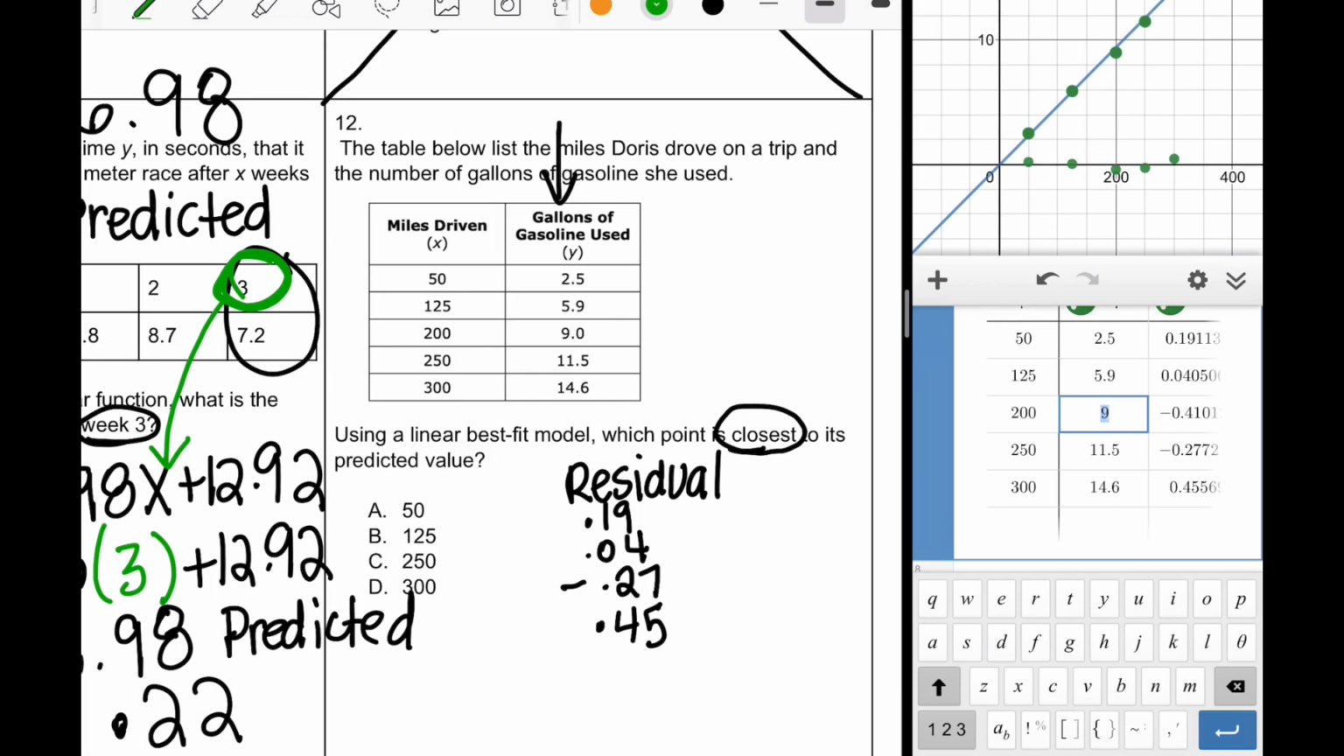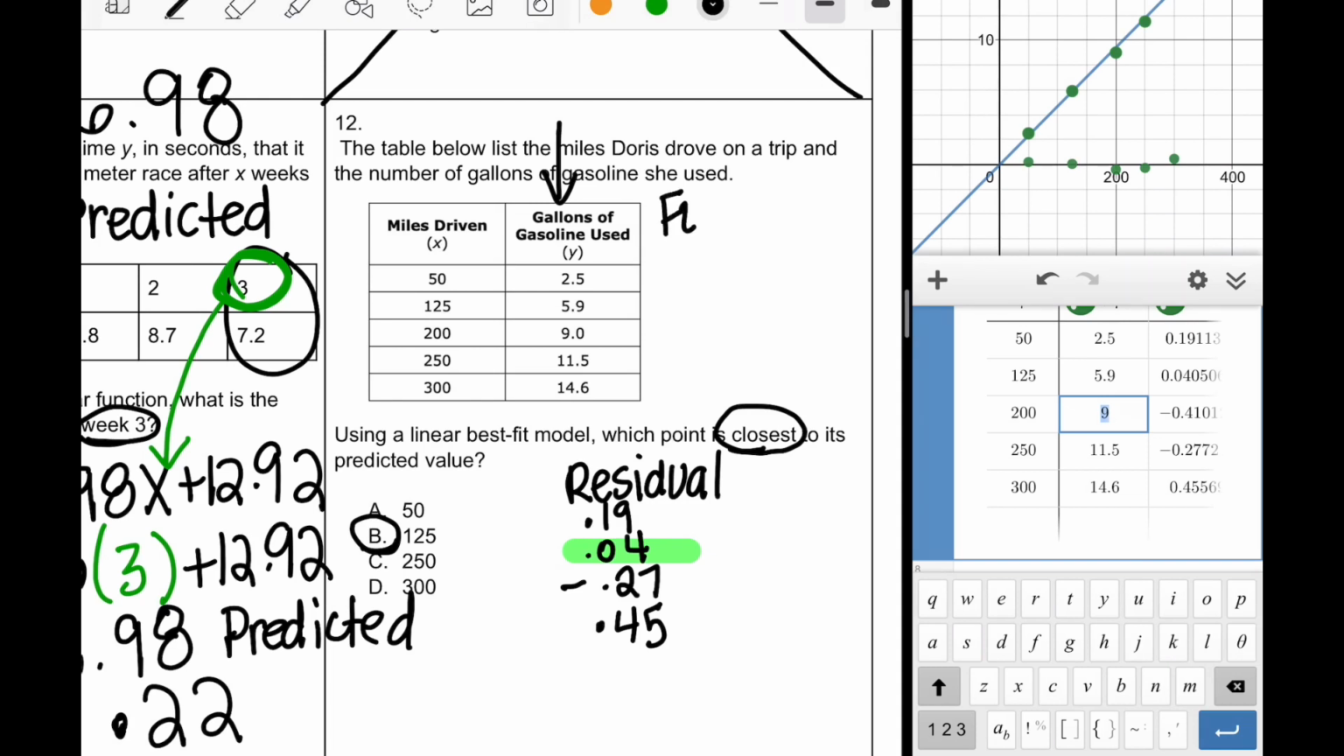So I think about change here. This is 19 cent. This is 4 cent, 27 cent, or 45 cent. So the smallest number that we have is going to be 0.04. So that 0.04 means that that is the closest that you are going to get to the actual amount. So the closest one is going to be 125.